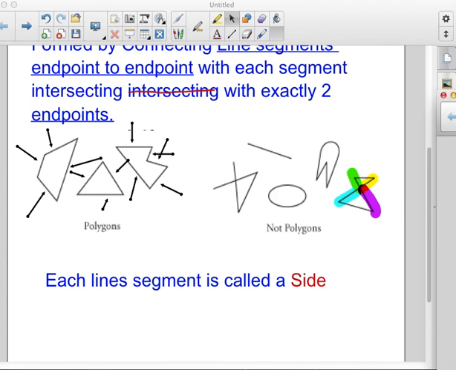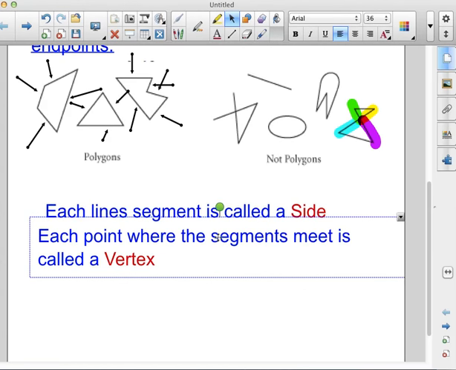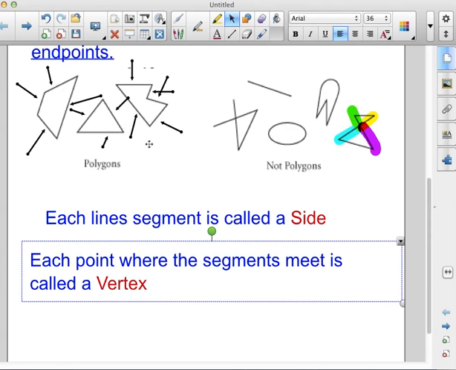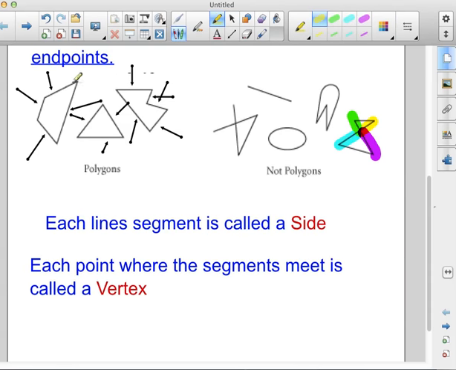Okay, and each point where the segments meet is called the vertex. Well, haven't we seen that somewhere before? Yes, we have, when we're talking about angles. So each point where the segments meet, that's actually a point called the vertex. So looking at these pictures here, this would be a vertex, this point would be a vertex, that would be a vertex, and that would be a vertex. Looking at the triangle, we would have 3 vertices. That's the plural for a vertex. And if we look here, these are all vertices. So each point where the segments meet is called a vertex.